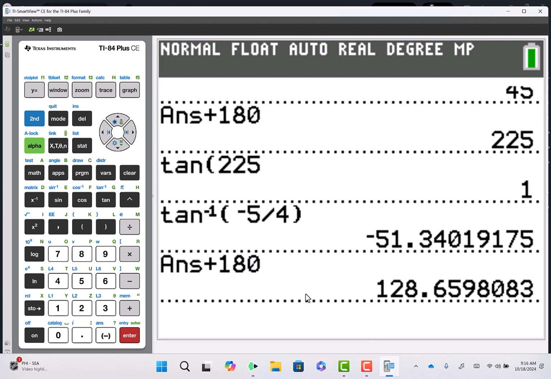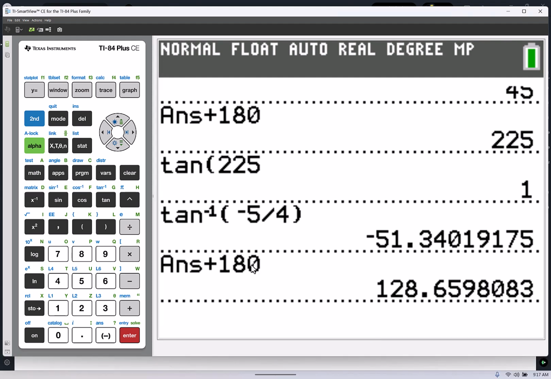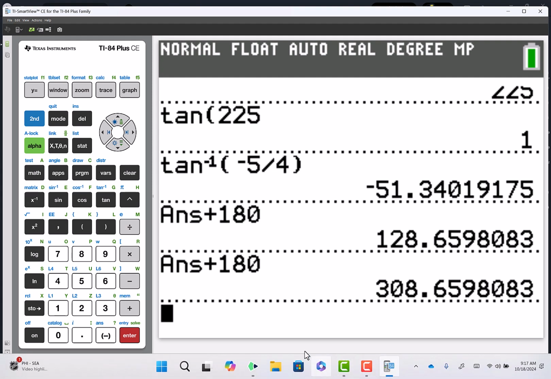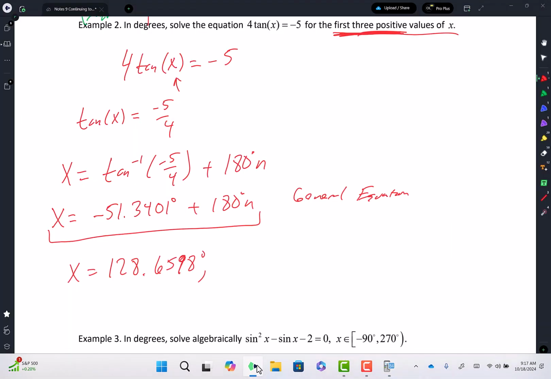Here's what's beautiful about the calculator, guys. You don't have to type this again. You just push enter, and it executes the last line. It's like if you're doing code here, right? Look, you just push enter. Bam. This is why I think you can be so fast with this. So if you're taking SAT, ACT, grab one of these calculators because you can be so fast. 308.65. I feel like I'm a salesman for TI or something.